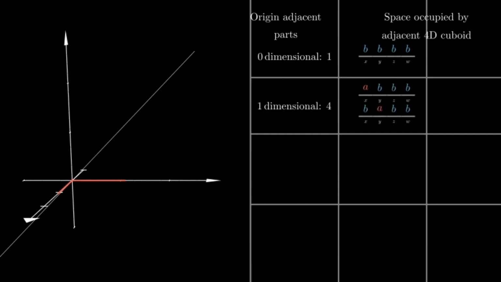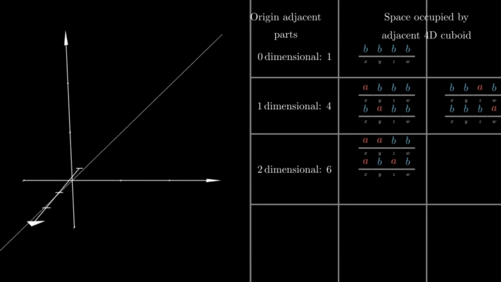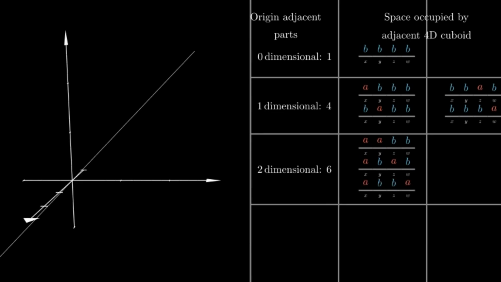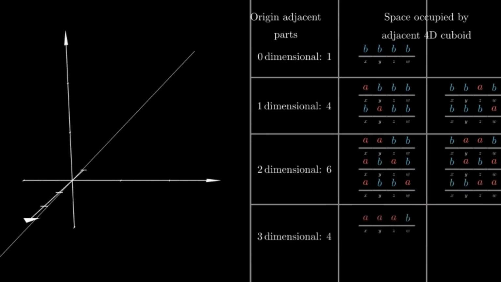Each pair of axes would have one 2D face between them, and those would be the origin adjacent 2D faces. There are 6 possible pairs of axes, which give us 6 2D faces. And each set of 3 axes would have one origin adjacent 3-dimensional surface between them. There are 4 sets of 3 axes, which gives us 4 3-dimensional surfaces. Each of these origin adjacent parts must have an adjacent 4-dimensional cuboid.